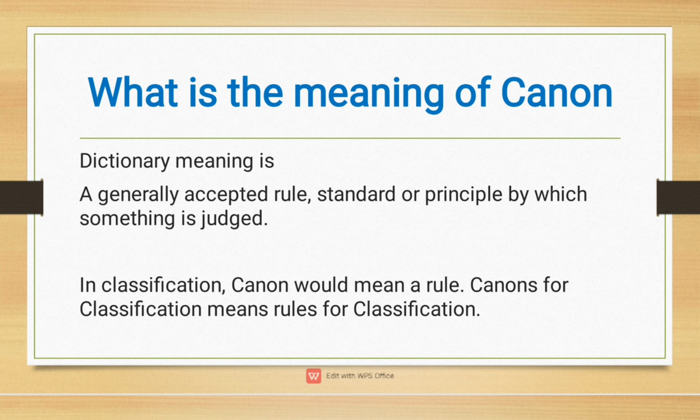Now we will find out the exact meaning of canon. What is the meaning of canon? Dictionary meaning is a generally accepted rule, standard or principle by which something is judged. In classification, canon would mean a rule. Canons for classification means rules for classification.